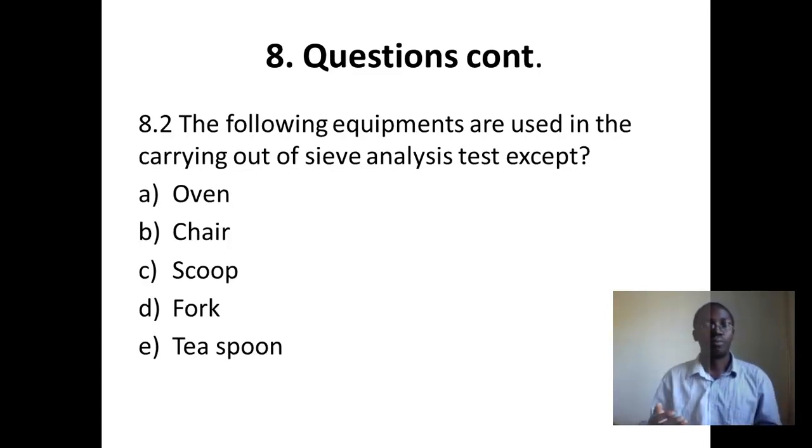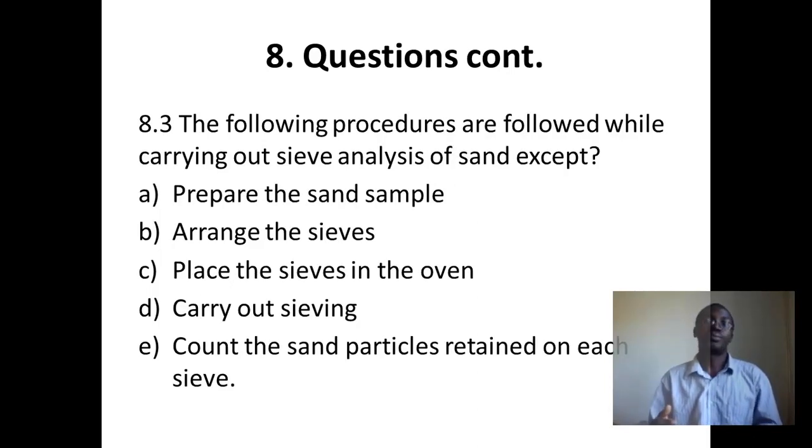Question number 2. The following equipments are used in carrying out the sieve analysis test except: A. Oven. B. Chair. C. Scoop. D. Fork. E. Teaspoon. Question number 3. The following procedures are followed while carrying out sieve analysis tests of sand except: A. Prepare the sand sample. B. Arrange the sieves. C. Place the sieves in the oven. D. Carry out sieving. E. Count the sand particles retained on each sieve.